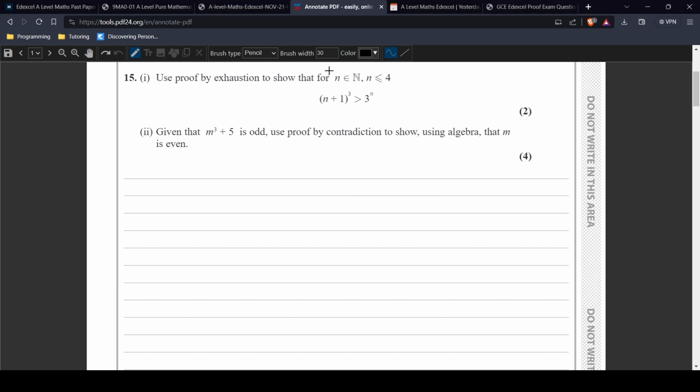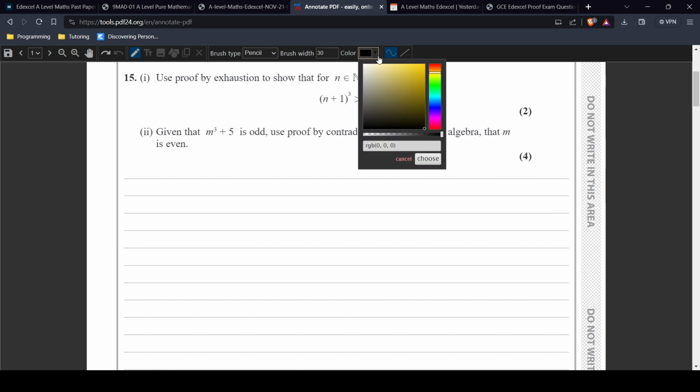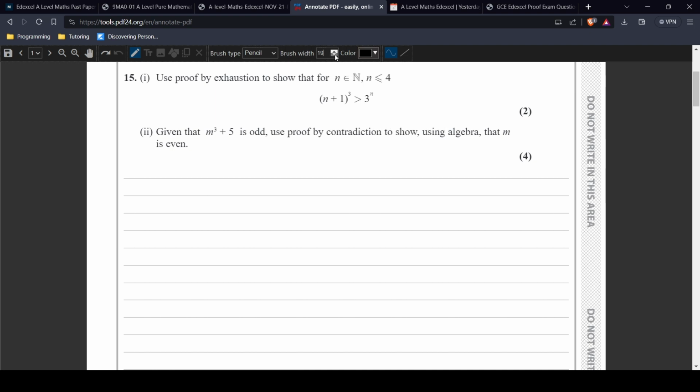So the first question we have is: use proof by exhaustion to show that for every natural number n with n less than or equal to 4, so in other words all numbers from n equals 1 up to 4, so just the numbers 1, 2, 3, 4, we want to show this holds. Okay, so this is nice and simple. We just need to put in n equals 1, n equals 2, all the way up to n equals 4 and show that this holds.